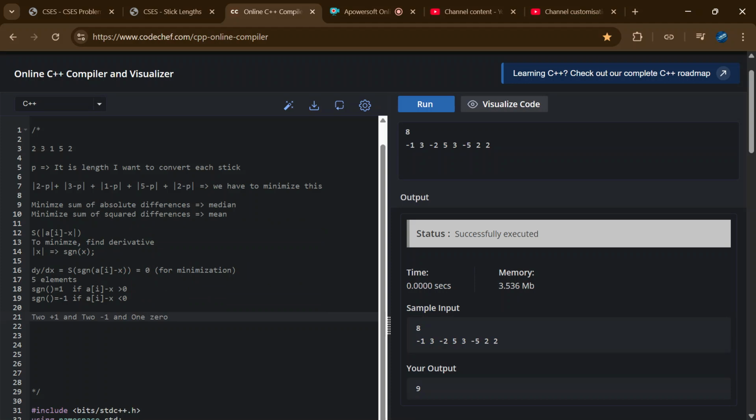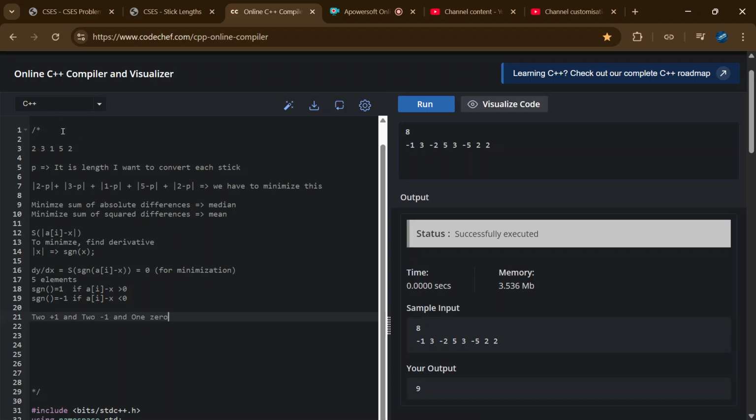So how can we get this? I want a number which is in the middle of the array, so that half of the numbers are smaller than that number and half of the numbers are greater than that number.